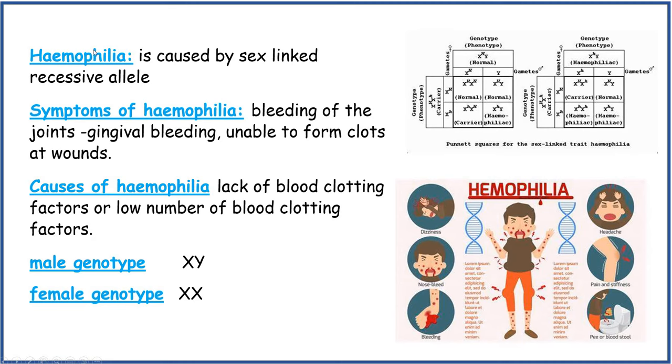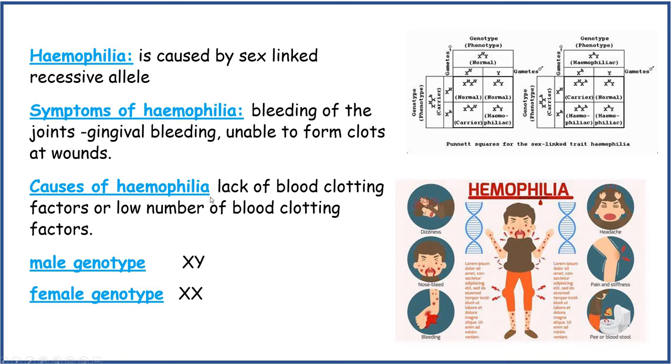Haemophilia is caused by a sex-linked recessive allele. So you would usually show, obviously the male is XY and the female is XX, so the male only carries one version of that particular allele. And the reason things like this are more common in males is because they don't have a corresponding allele to counteract the recessive one. The symptoms of haemophilia are bleeding of the joints, gingival bleeding, unable to form clots at wounds.